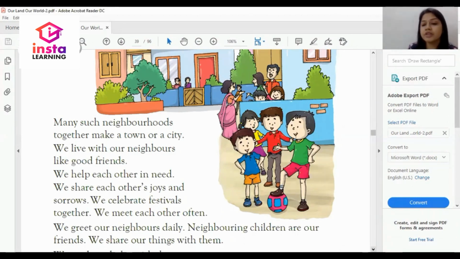This is again a very important question. How do we live with our neighbors? The answer is, as I am highlighting it, we live with our neighbors like a good friend. We help each other in need.